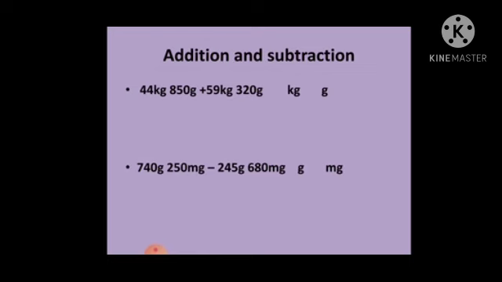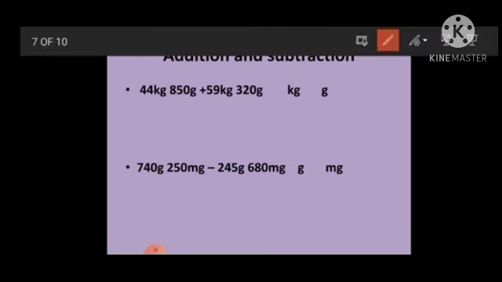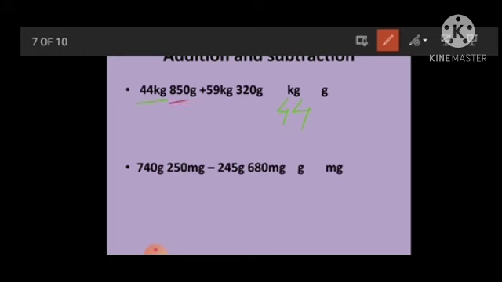44 kg 850 g plus 59 kg 320 g. First we make a column, kilogram and gram. So how many kilogram? 44 kilogram. Then how many gram? 850 grams. So 850 we write in the gram column and 44 we write in the kilogram column.